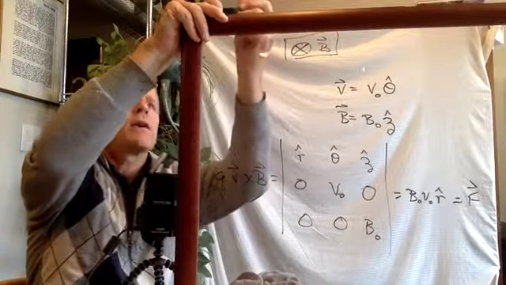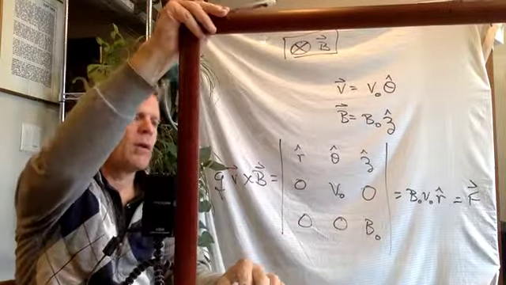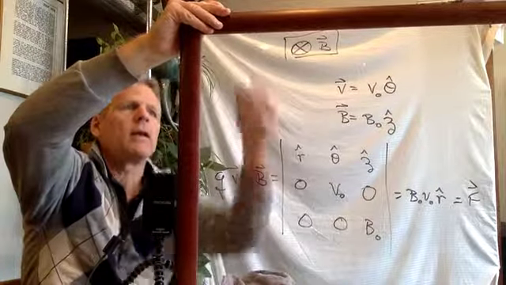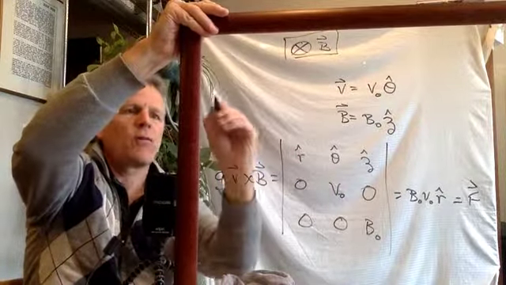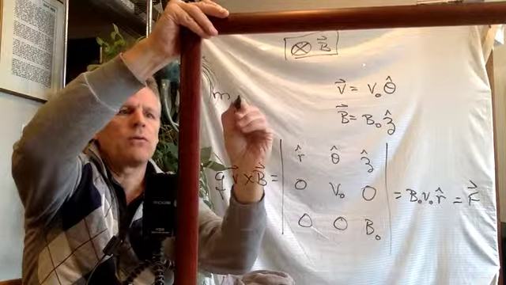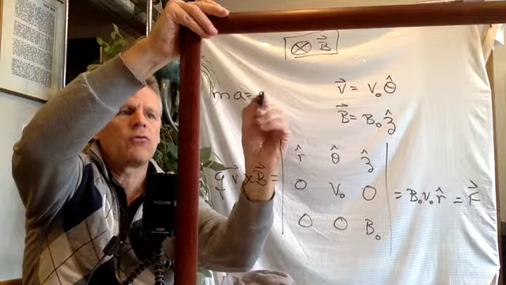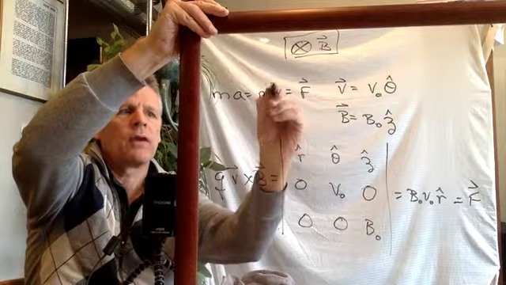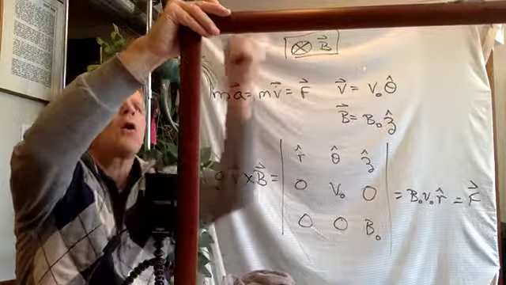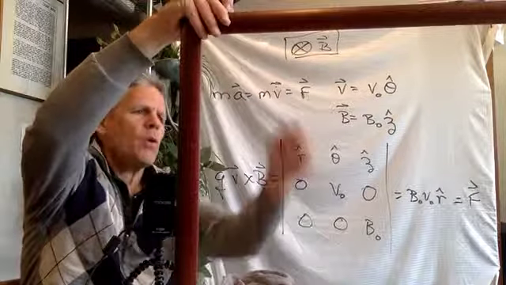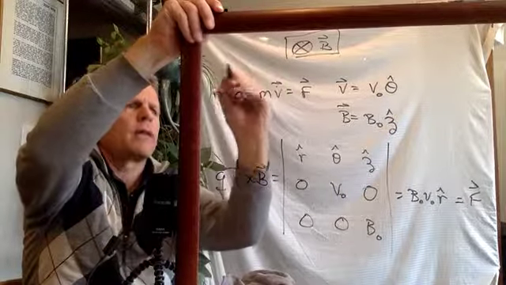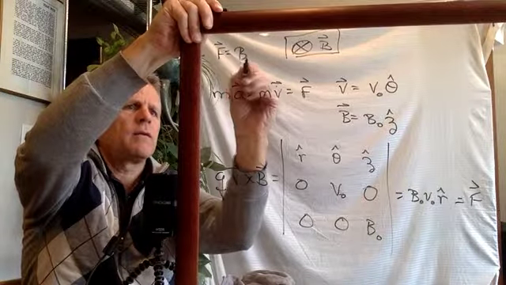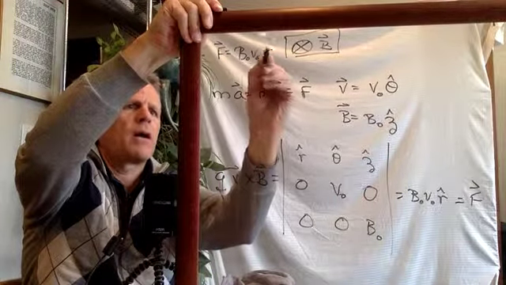Okay, so now here's the only tricky part with this one. We're going to do the exact same thing we did before. What did we do before? We said we know that this is the force, and we know that Newton tells us F equals ma, which is m v dot, and we know that equals our force. And these are all vectors, of course. Okay, so we now know that our force equals B0 V0 r hat.